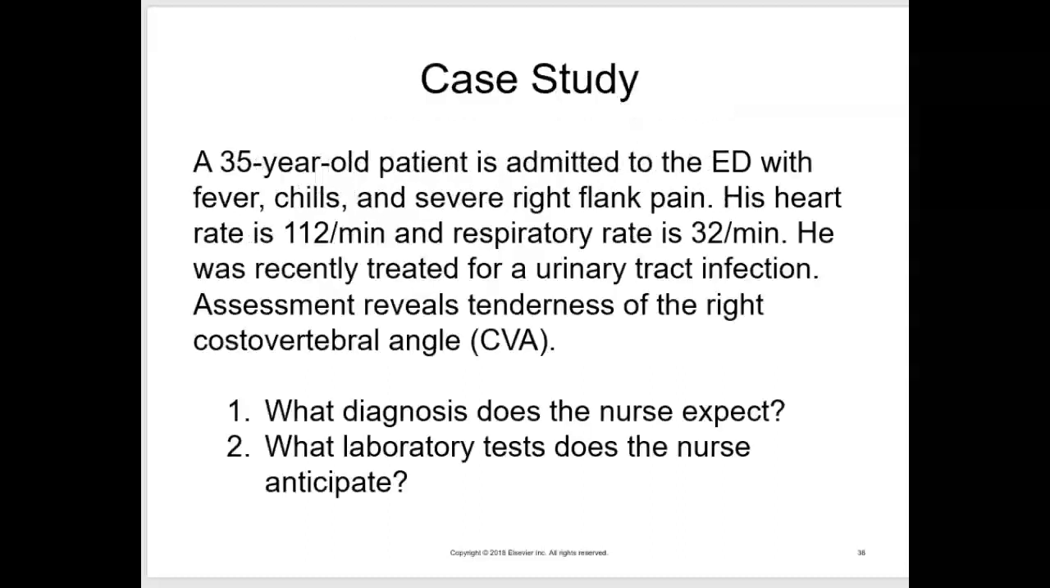Please pause the video to read the questions and think of your answers, and then resume the video to hear the correct answers. For number 1, the answer is acute pyelonephritis. For number 2, the answers are urinalysis, urine culture and sensitivity, blood cultures, C-reactive protein, and erythrocyte sedimentation rate.